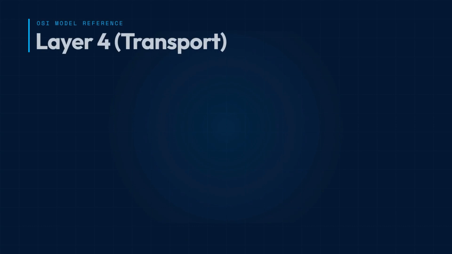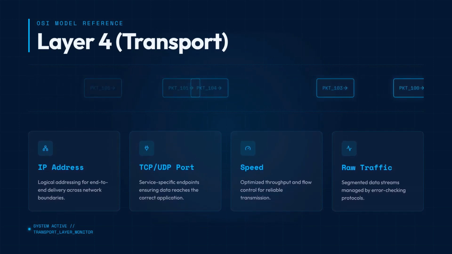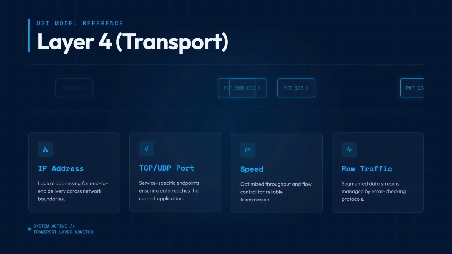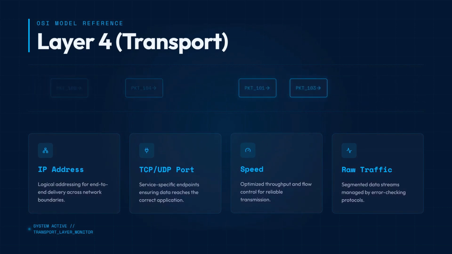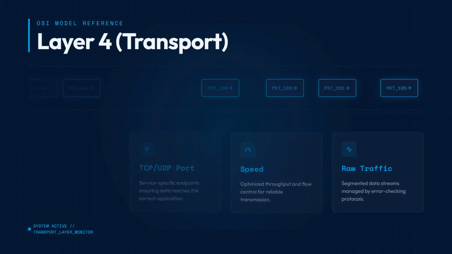Layer 4 balancing works at the transport level. It makes decisions based on the IP address and the TCP or UDP port. It doesn't look at what's inside the packet, it just cares about where it's going. Because it does less inspection, it's incredibly fast. It's great for raw TCP traffic or database balancing.